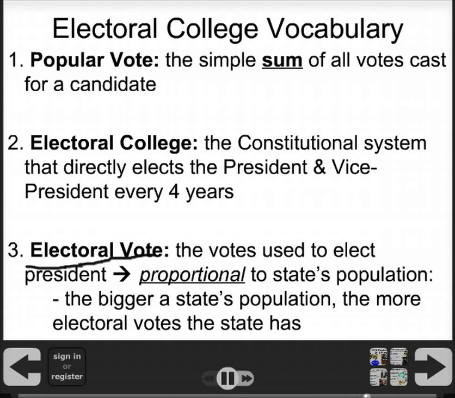The Electoral College is how we use this. The Electoral College is just the system that describes how we elect both the president and the vice president every 4 years. Every 4 years.